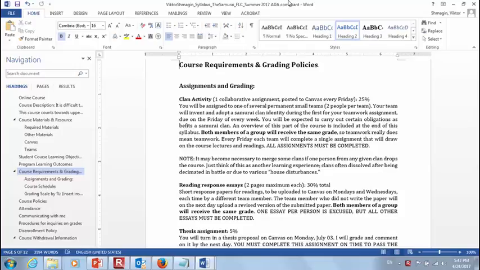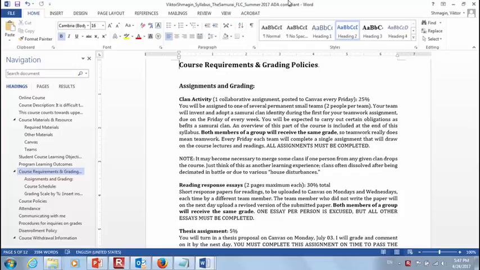This is one collaborative assignment. You'll have to work together. You have to post it to Canvas every Friday by midnight. This is worth 25% of your grade. You'll be assigned to one of several permanent small teams, two people per team. If you know somebody else in the course you want to work with, please let me know and I'll put you together.